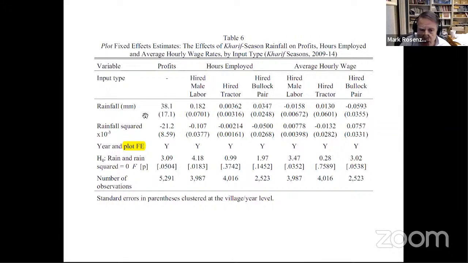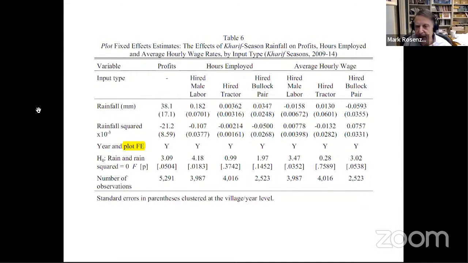Okay, and as a consequence, on average, the average hourly wage is lower the higher is rainfall on average. Okay, the cost per hour of hired bullock pair is also lower on average. And our placebo, of course, there's no relationship between the hours of hiring a tractor and the price of the tractor. Okay. Well, the linear is not the right specification.